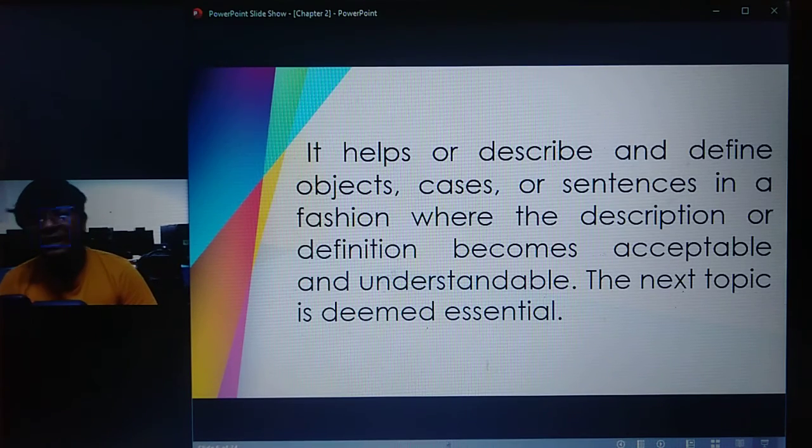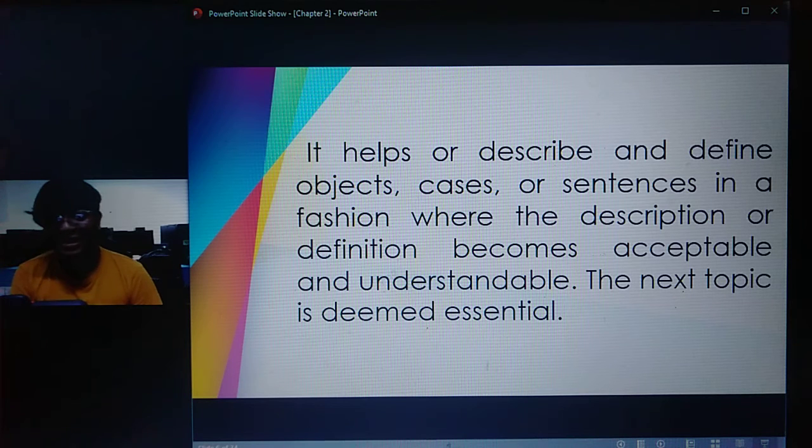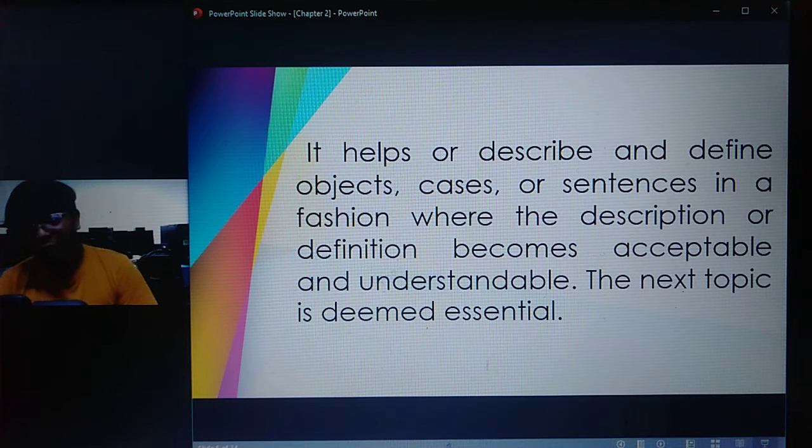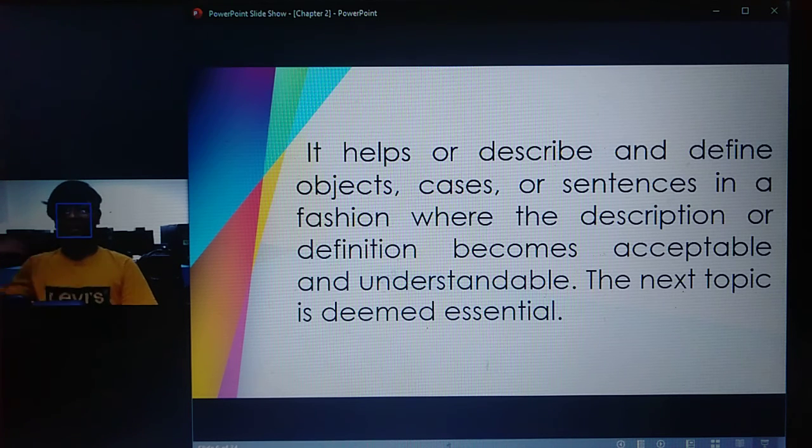It helps us describe and define objects, cases, or sentences in a fashion where the description or definition becomes acceptable and understandable. The next topic is deemed essential.